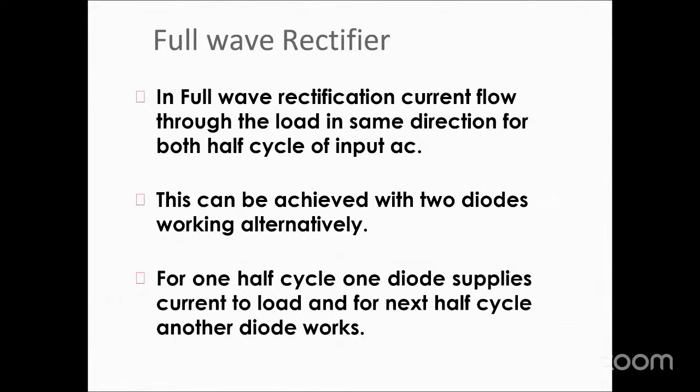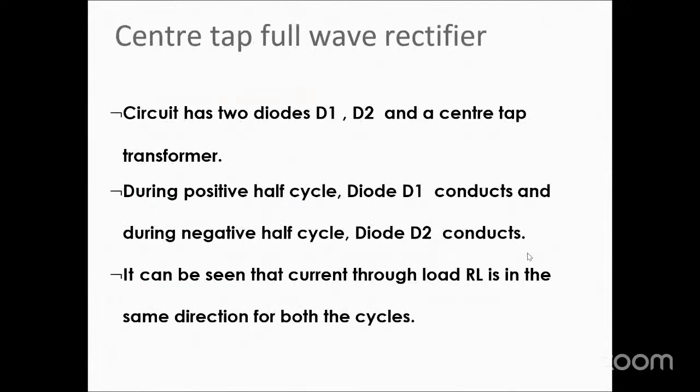That's why, in place of a single diode, we use two diodes. In full wave rectification, current flows through the load in the same direction for both half cycles of the input AC. This can be achieved by two diodes working alternately. In one half cycle one diode supplies current to the load, and in the next half cycle the other diode. Also the center tap full wave rectifier circuit has two diodes, D1 and D2, and a center tap transformer. So these two conditions are important.